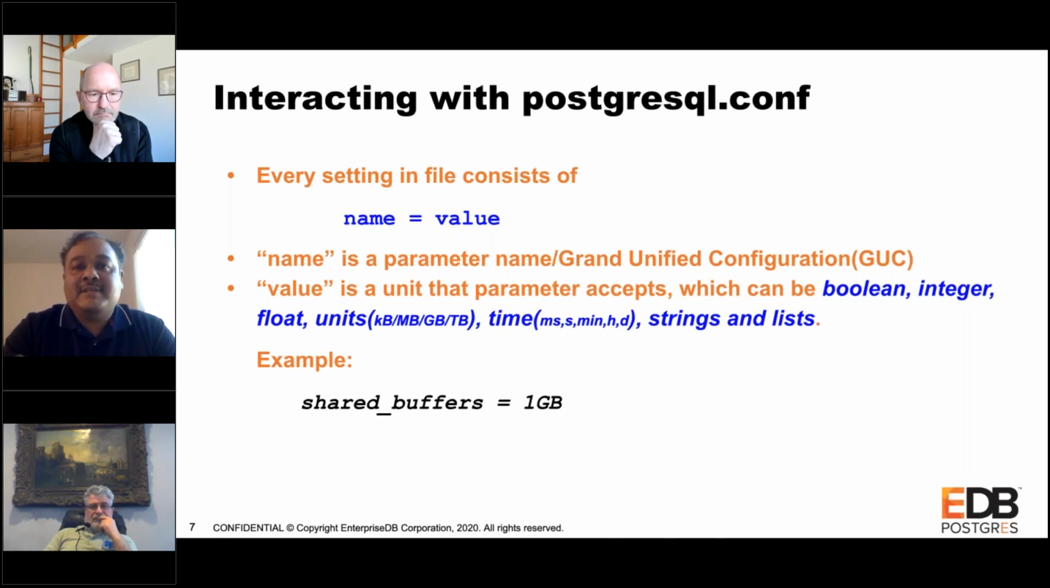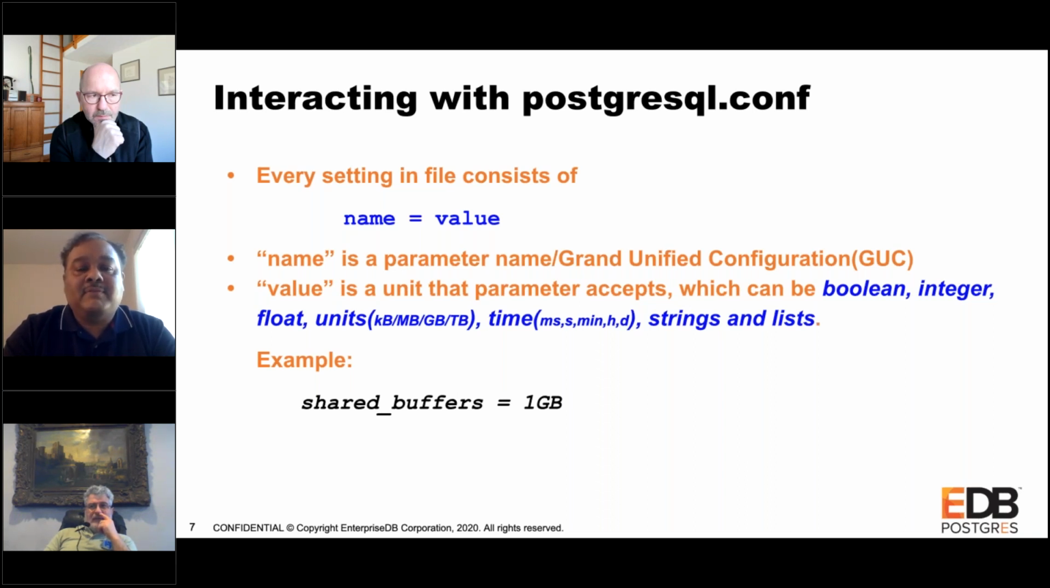And a value. The value is a unit that the parameter accepts. It could be a Boolean, integer, or float, with units like KB, MB. If you want to do some memory tuning, the units are in KB, MB. If you want to do some logging, like query-related logging, to log a query that is taking more than 5 seconds or 10 seconds, then that unit is time. Sometimes you want to allow a server to listen on multiple IP addresses, then there is a string or a list like that.